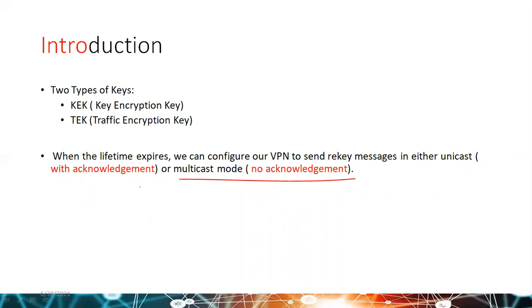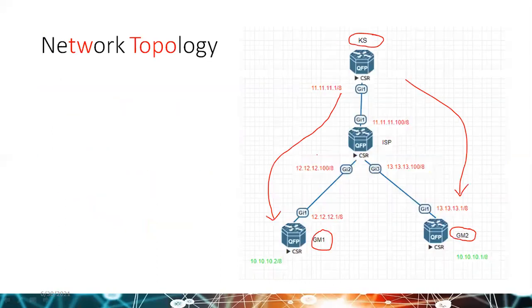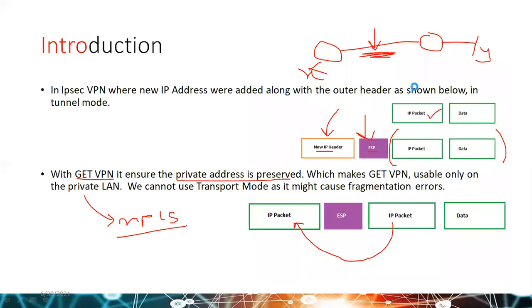Why is that? Because in unicast mode, when the lifetime of the VPN expires and the key server sends rekey messages to the group members, the group members have to send an acknowledgement back. But in multicast mode, when the key server sends rekey messages to the group members, the group members are not supposed to send any acknowledgement back.